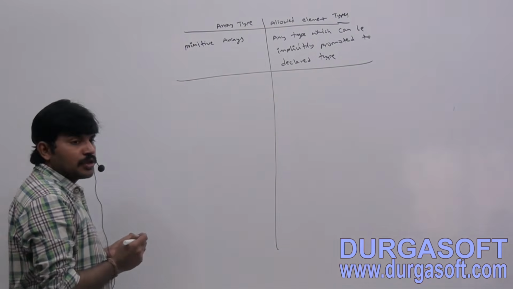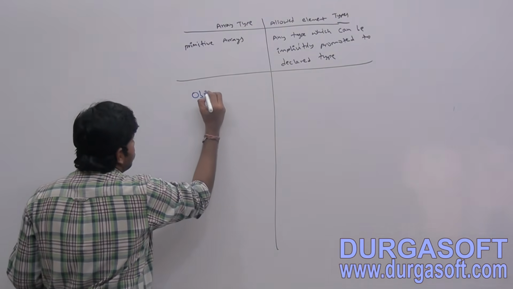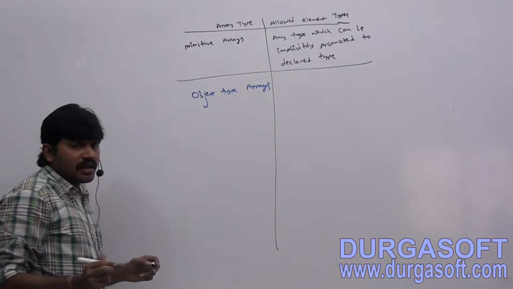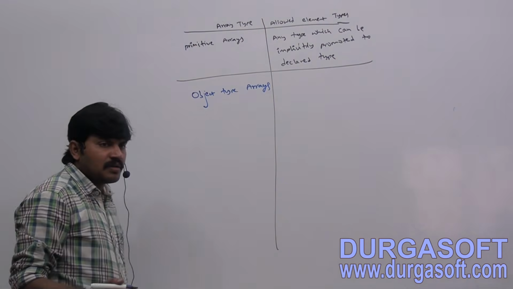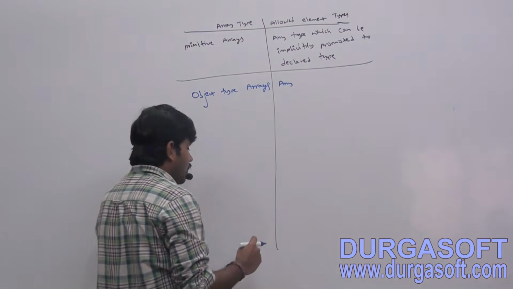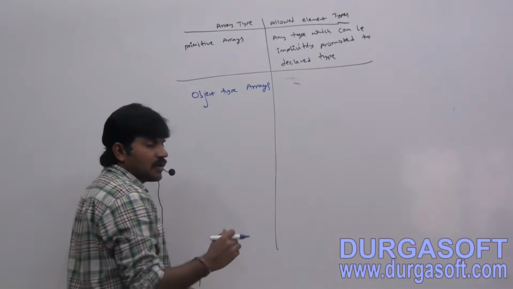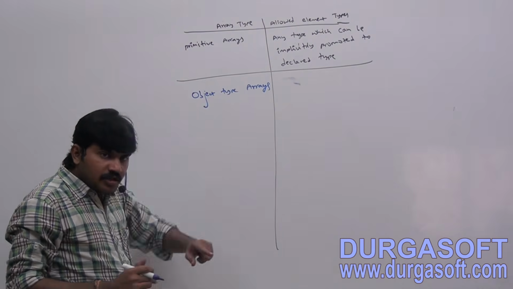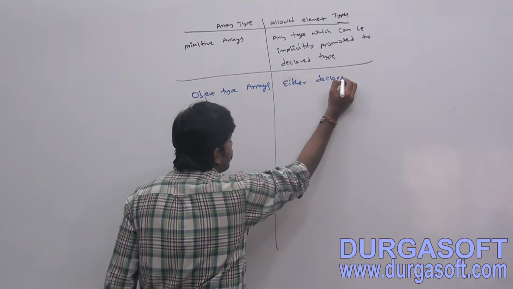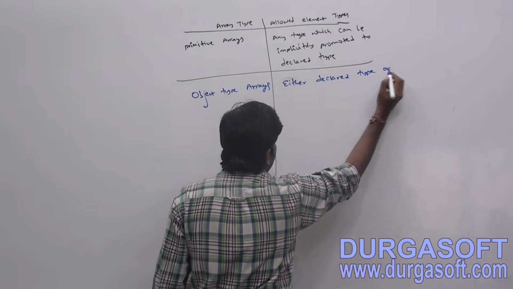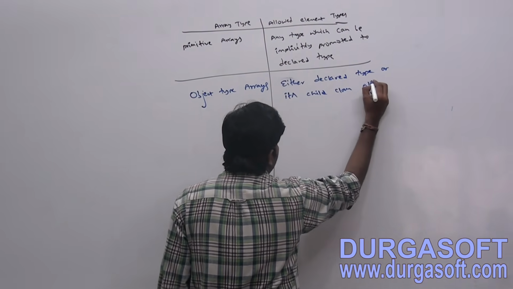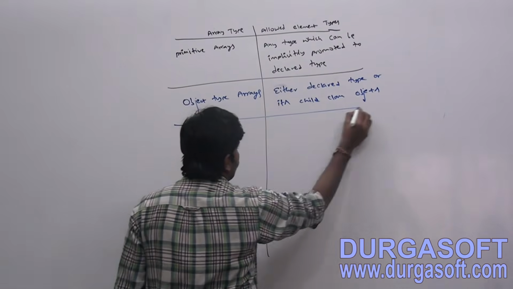Second one, if it is an object type array, what are the allowed element types? If it is an object type array, the allowed element types are either the declared type or its child class objects. Either the declared type or its child class objects are allowed.